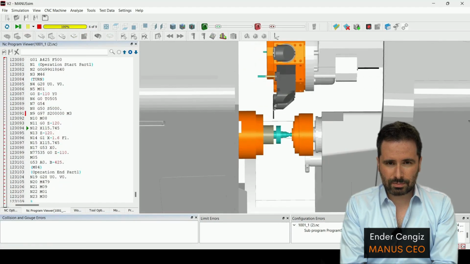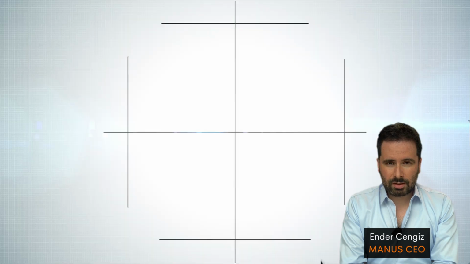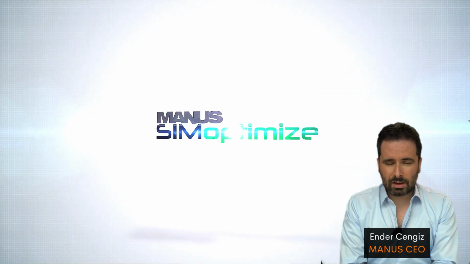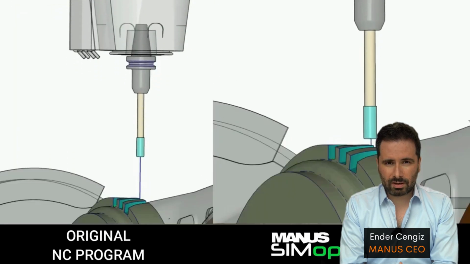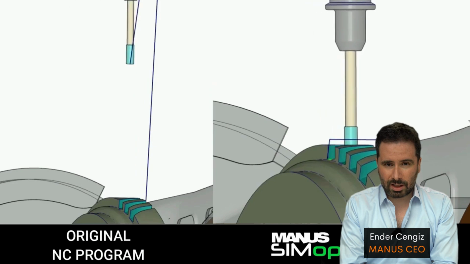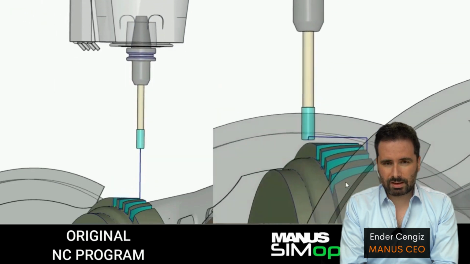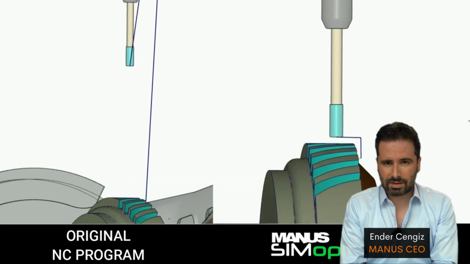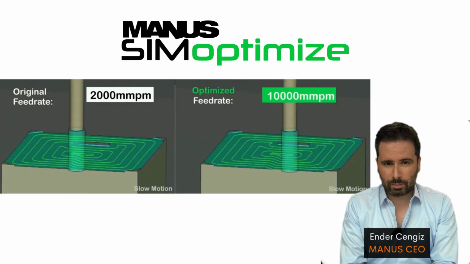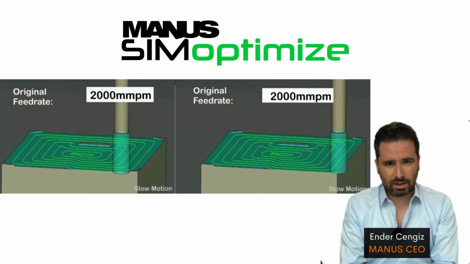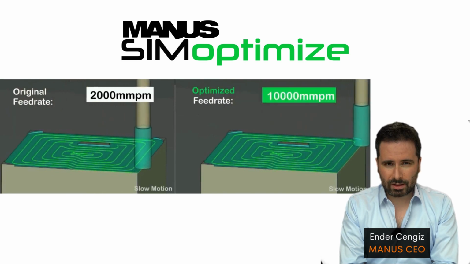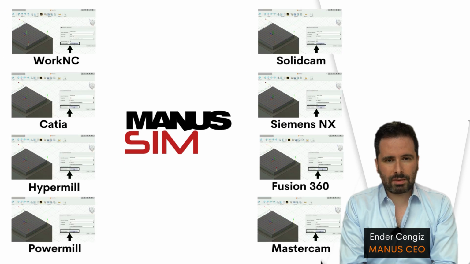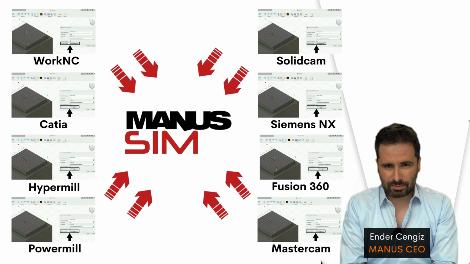Secondly, MANUSsim provides the ability to fully optimize the G-code, speeding up all air cuts and cutting moves and deleting unnecessary home returns. In contrast, CNC simulations in CAM systems typically lack robust optimization algorithms or may not offer them at all. Thirdly, MANUSsim can be used together with many CAM software packages. On the other hand, CNC simulations in CAM systems are usually designed to work only with the specific CAM software which they are integrated with.